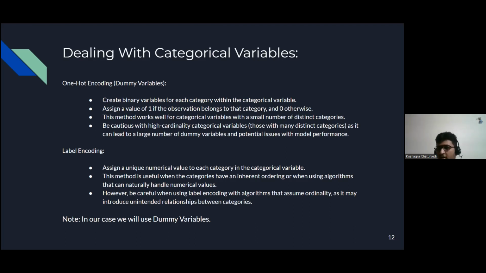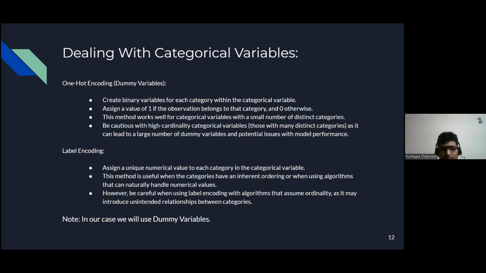Then there is label encoding. It basically assigns a unique numerical value to each of these categorical objects, and it's used when there is a particular order in the categorical variables. So we can use label encoding at that time. But in our case, as you can see, there is no inherent ordering there, so we have avoided using label encoding and gone with one hot encoding dummy variables.